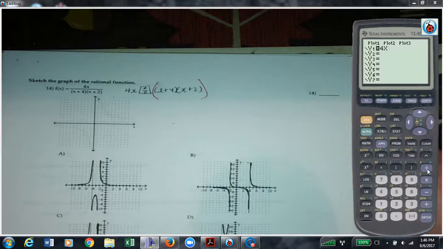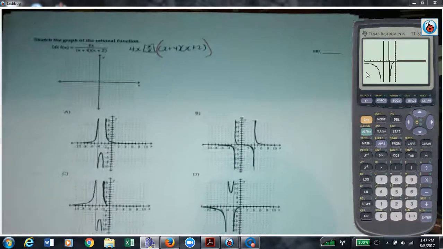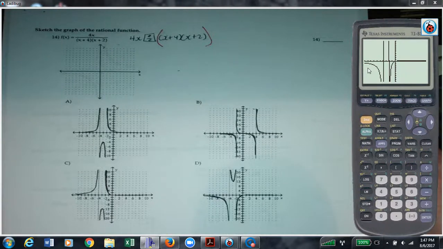So 4x, hit the division key, then red parenthesis, then x plus 4 in parentheses, then x plus 2 in parentheses, and then you have to supply that right red parenthesis, and then do a zoom 6. Okay, now on the zoom 6, we might not be seeing enough there, so let's just increase the y. So instead of from negative 10 to positive 10, let's see what happens there.